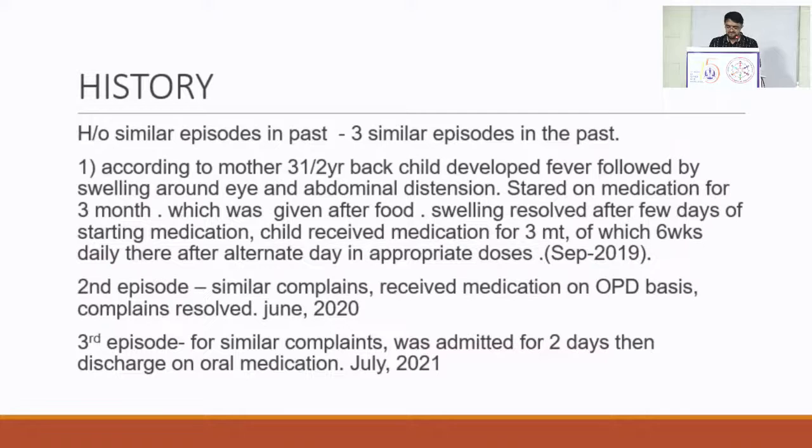The first happened in September 2019, 3.5 years back, when child developed fever followed by swelling around eyes and abdominal distension. Started on some medication for 3 months. During this course, swelling got relieved, and a similar episode happened. Second episode happened in June 2020, with similar complaints, and child was treated on OPD basis. Third episode happened in July 21, for which child was admitted for 2 days, and initially IV medication was given, which was later shifted to oral medications.